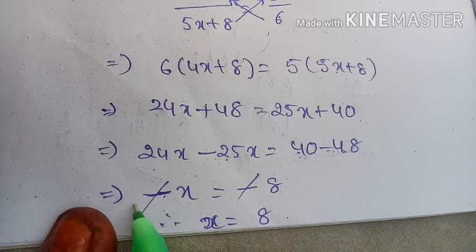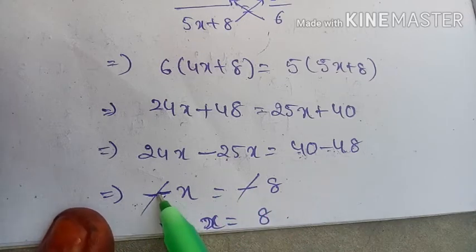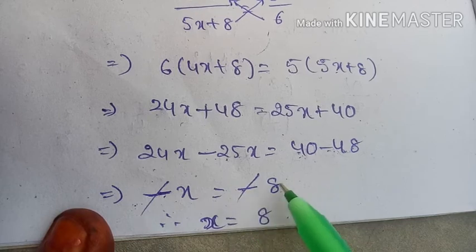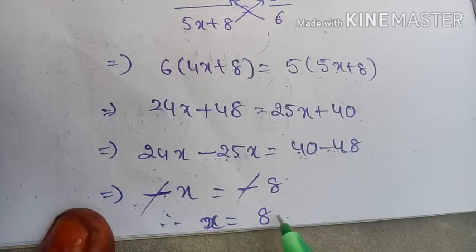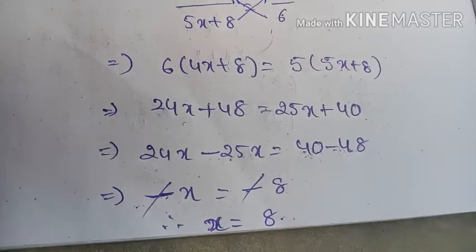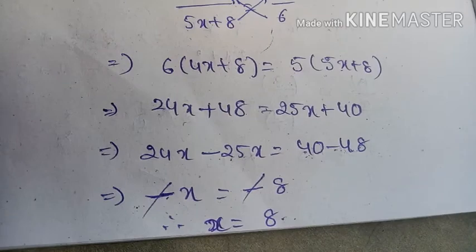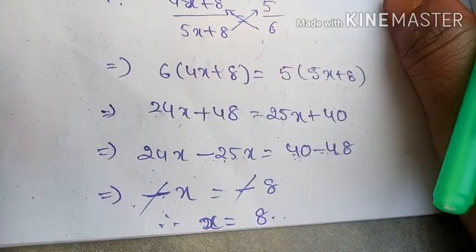Why? If you multiply minus into minus on both sides, then minus into minus becomes plus. Here also minus minus becomes plus. So x is equal to 8. Okay, in that way also we can think, no problem. Clear? So x is equal to 8.